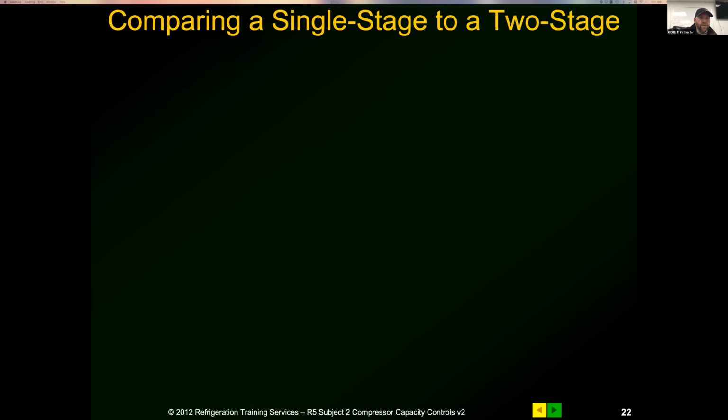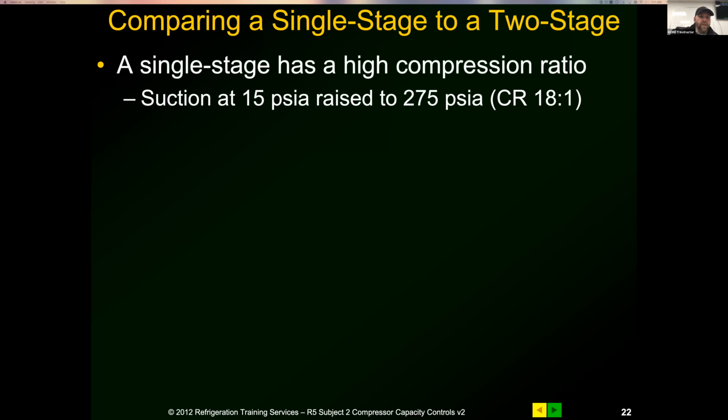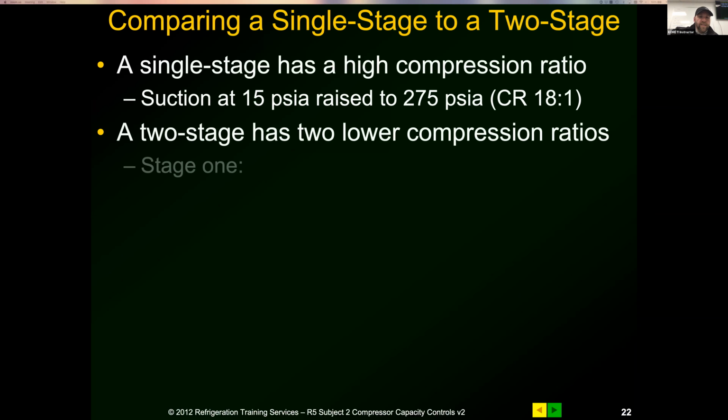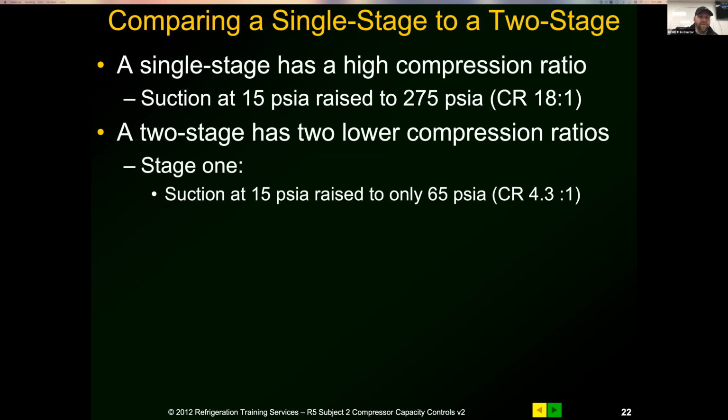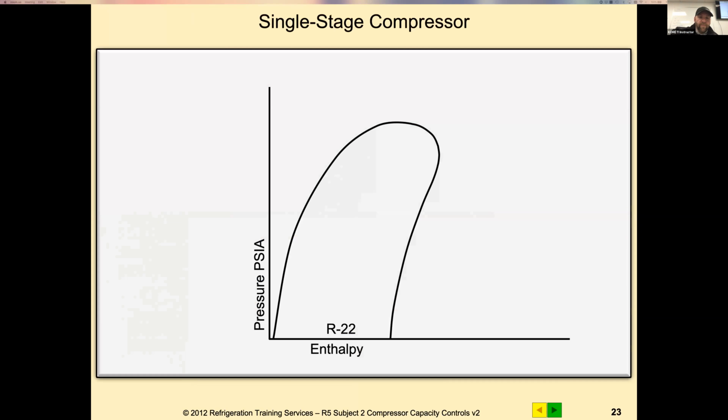Comparing a single stage to a two-stage, it's going to go over what I just covered. A single stage has a high compression ratio, 18-to-1. Two-stage has a lower compression ratio: stage 1 has a 4.3-to-1, and the second stage has a 4.2-to-1. Discharge goes into the condenser, same as the regular refrigeration cycle. So, single stage compressor.